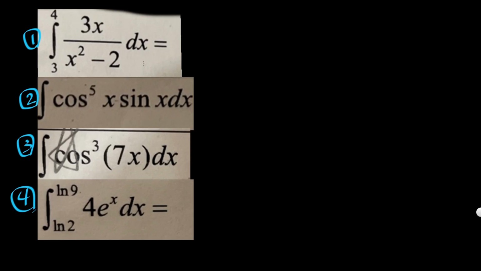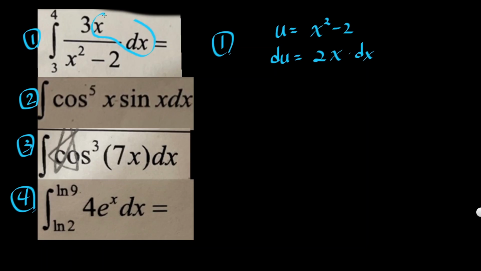Number 1 is a definite integral because we got lower bound and upper bound, 3 to 4. So let me do number 1 here. This is second power, this is first power, so I'm going to let u equal x squared minus 2. Then take the derivative, you get 2x times dx. And then you have x dx here.